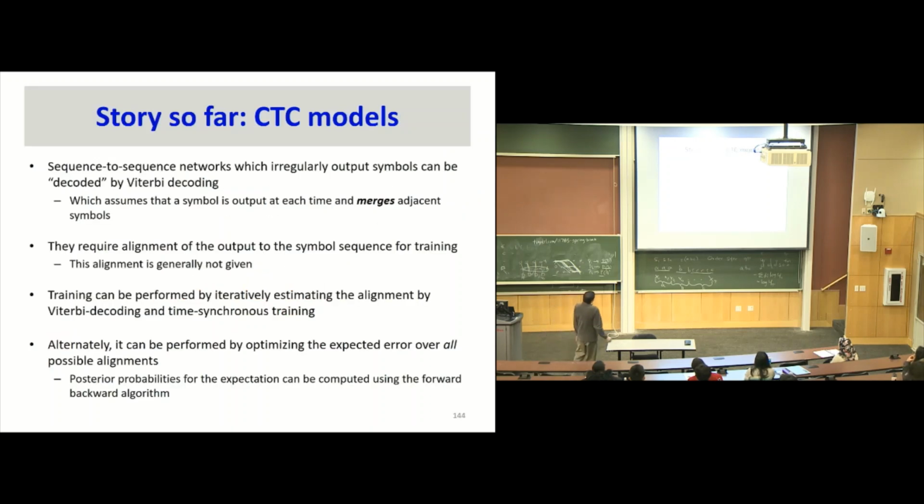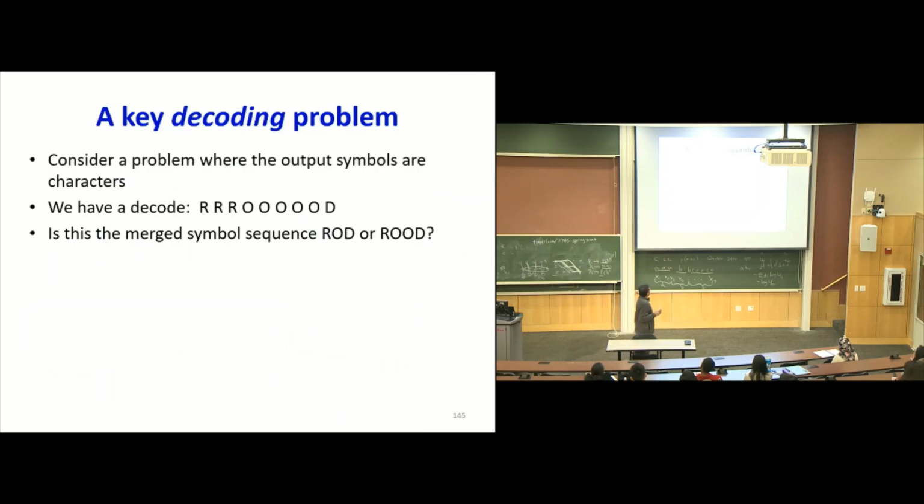Very straightforward. So, story so far. I have just a little bit to go, but I have many slides, mostly animation. The sequence-to-sequence models which irregularly output symbols can be decoded using Viterbi decoding. They require alignment of the output to the symbol sequence for training, which will often not be given. So the training can be performed by iteratively estimating the alignment and time synchronous training, or it can be performed by optimizing the expected divergence over all possible alignments.